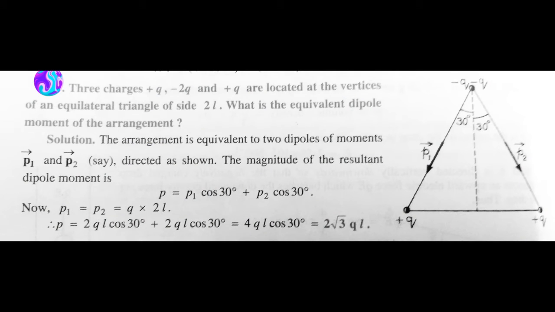Here you can see there is a very interesting sum. They have said that 3 charges plus q, minus 2q and plus q are located at the vertices of an equilateral triangle of side 2L. You can see the diagram. We have located plus q and minus 2q at the vertex, and in minus 2q, we have subdivided the charge into minus q and minus q. Why? Because we will come to know. They have asked what is the equivalent dipole moment of the arrangement.